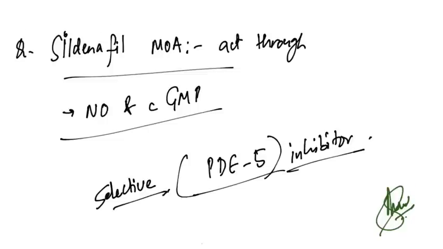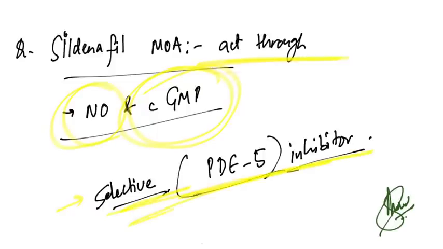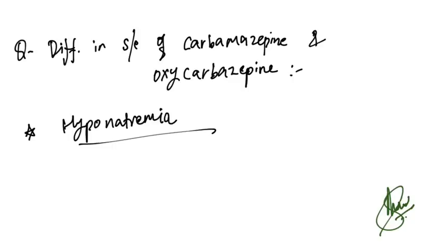So, question first. Sildenafil mechanism of action: it acts through NO and cyclic GMP, and it is also a selective inhibitor of PDE5, phosphodiesterase 5 inhibitors. It is selective and it acts through cyclic GMP. This was asked, so this is the right answer.